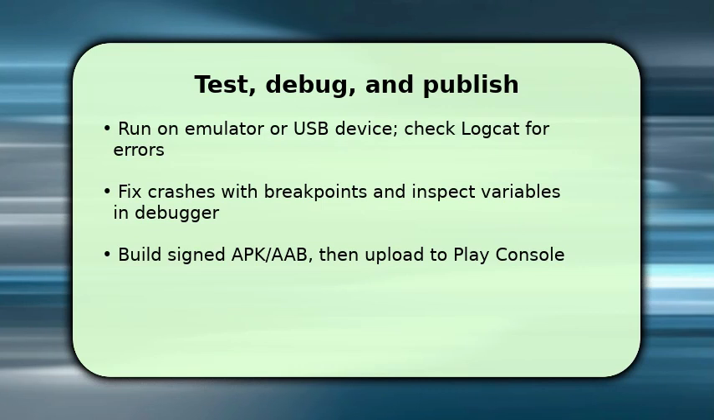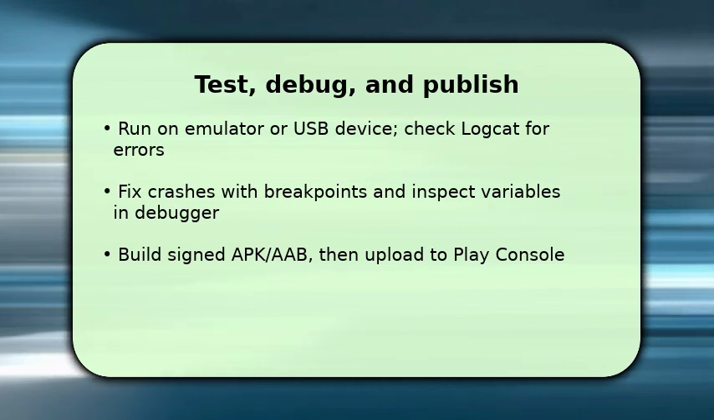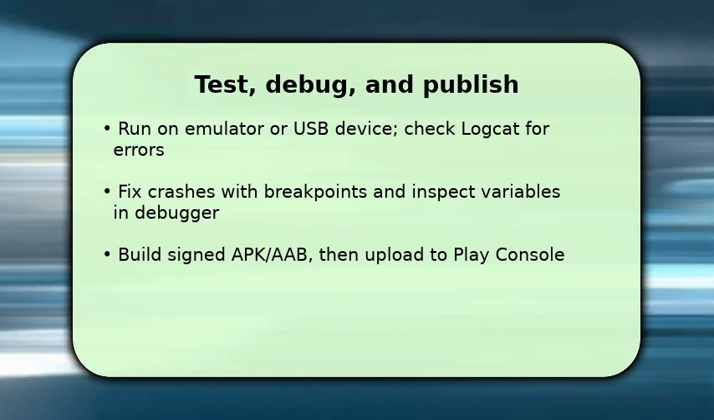You finish by running the app on an emulator or a connected device, watching Logcat for runtime errors and layout issues. This confirms behavior on real hardware. If something breaks, use breakpoints and the debugger to inspect variables and step through code so you find the root cause quickly. Once stable, create a signed APK or AAB, test the release build, and upload to the Play console.